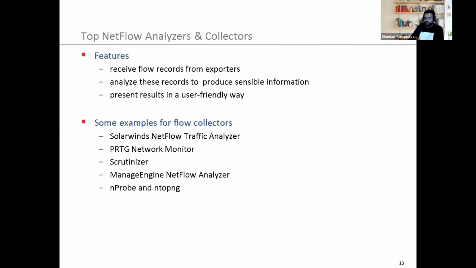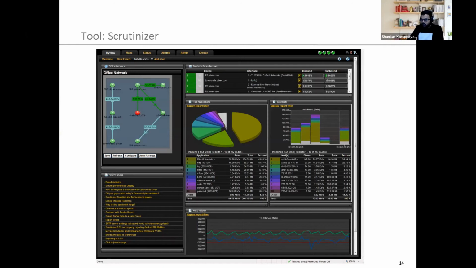There are quite a number of examples available for flow collectors, but we will look into some of them. This tool is called Scrutinizer. From the flow information, it is able to generate the network topology. For example, here on the top left, there's this office network image. It's showing the reconstructed network topology of how this analyzer is perceiving your network, based on the traffic that came in, the TTL counts, and so on. This is how it's having it.